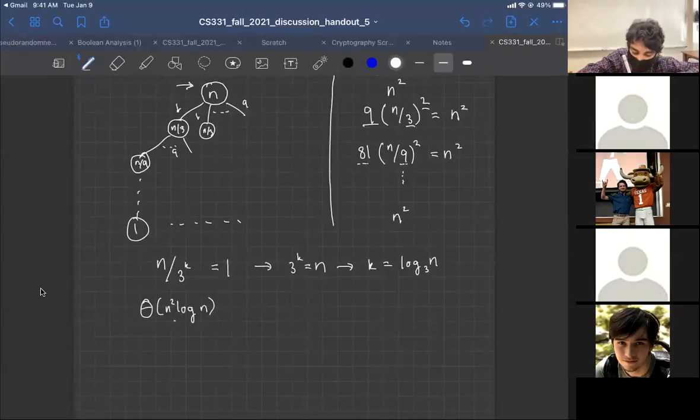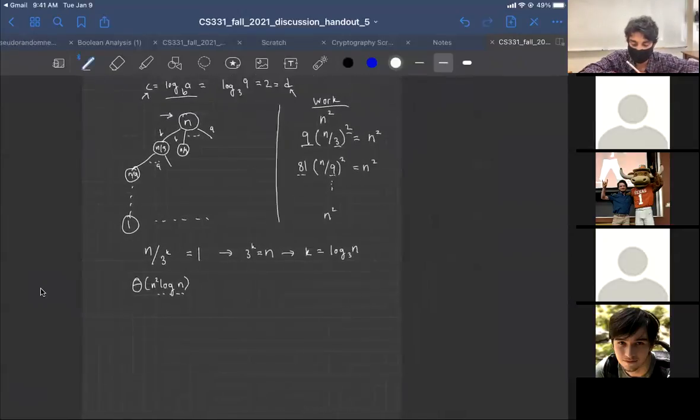If you have a log right here and it's not in an exponent, the change of base formula says that if you just change the base, you acquire a constant factor. So don't worry too much about the base of the log unless it's in an exponent, which we're going to see shortly is important.